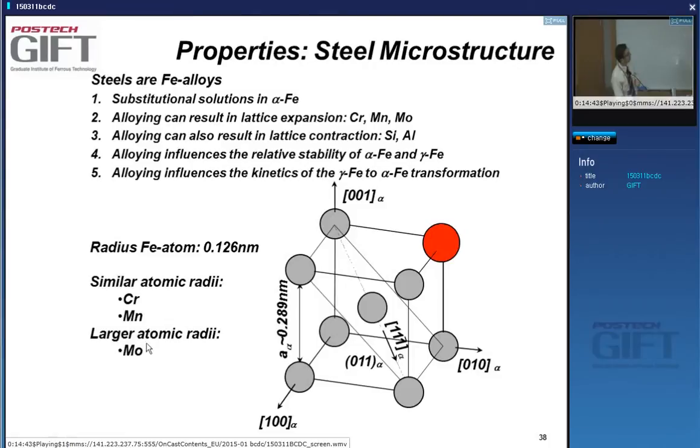It may be interesting for you to remember that chrome and manganese have slightly the same lattice parameter as iron. They're very close in the periodic table, so they're close to the same. But another important alloying element, such as moly, is a much larger atom. So it gives a lot more lattice distortion.